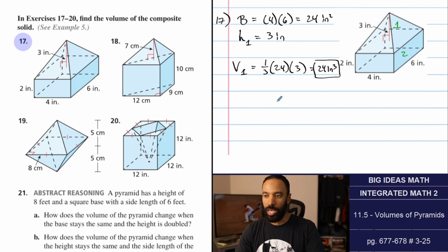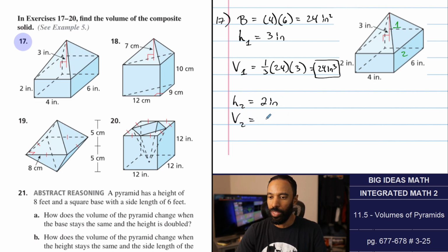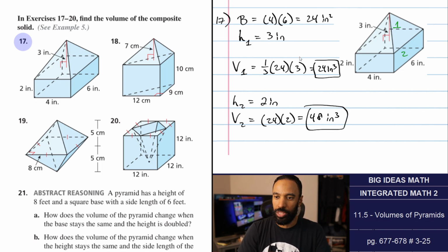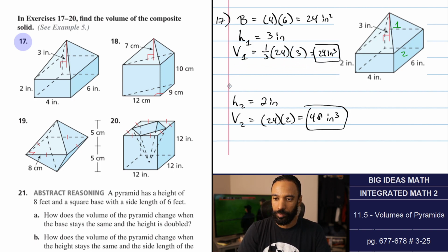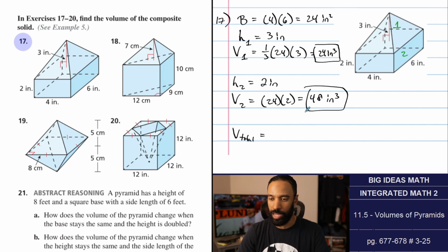Object 2, the height of this one is 2 inches. Not 3, but 2 inches. So the volume of object 2 is, it's a prism, area of base times height, which is 48 cubic inches. So we have both of these worked out. Now let's find the volume of the total. We will be adding them. We saw a few of these in the last section. So we're adding the 24 with the 48, and we get 72 total cubic inches.